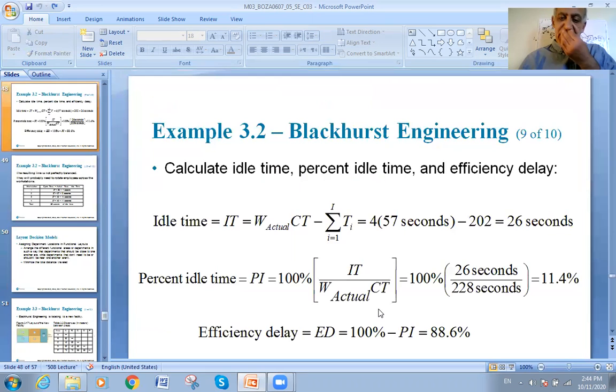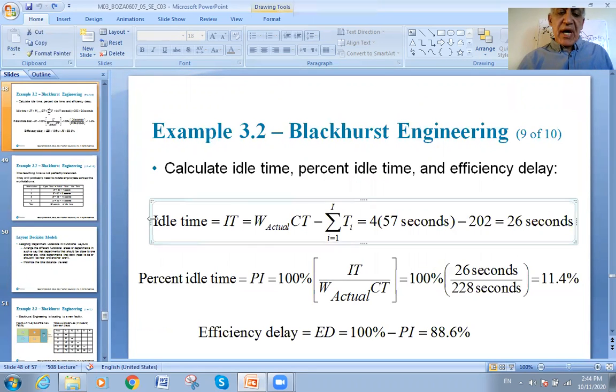That's fine. Great. Now I want to calculate something called the idle time. We give it symbols, like the initials. I for idle, T for time, equals the number of working stations multiplied by CT actual, which means the longest stage, the stage which takes more seconds.